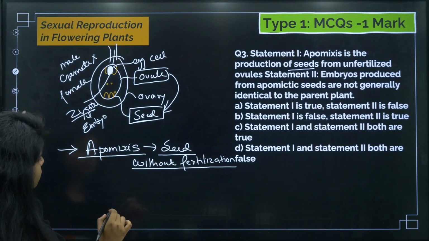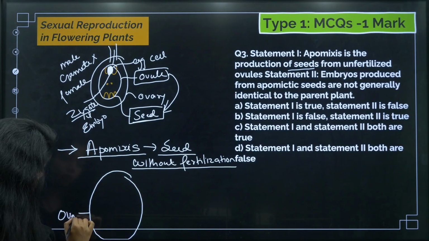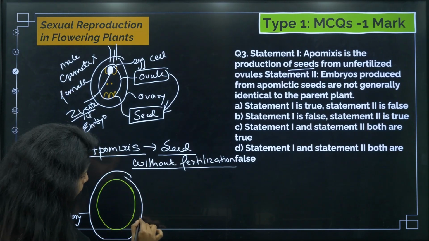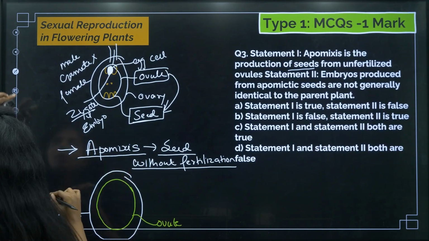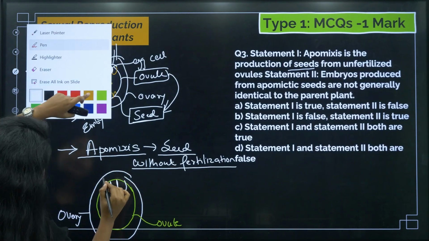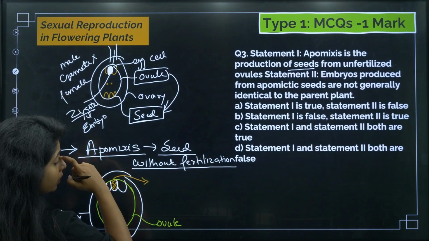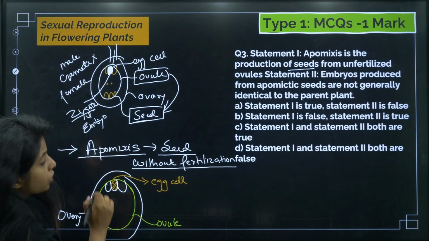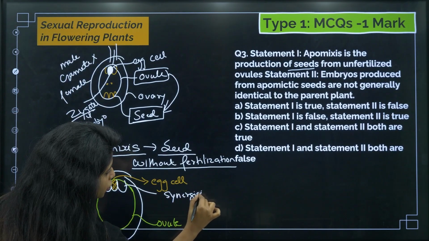So, over here, as I said, this is the ovary. Assume that this is the ovary. And over here, assume that this is the ovule. Cool. Now over here you have, I said, 3 cells. One cell among them is your egg cell. The rest of them, both of them, are synergids. I will explain here itself. You call them synergids.